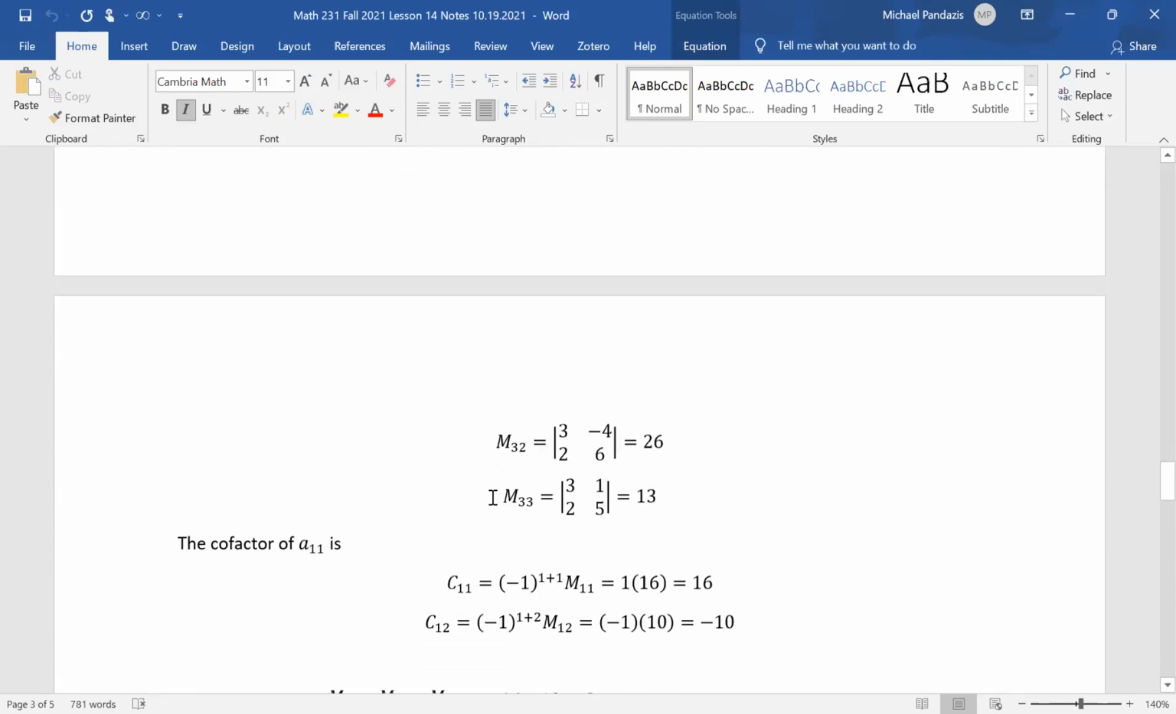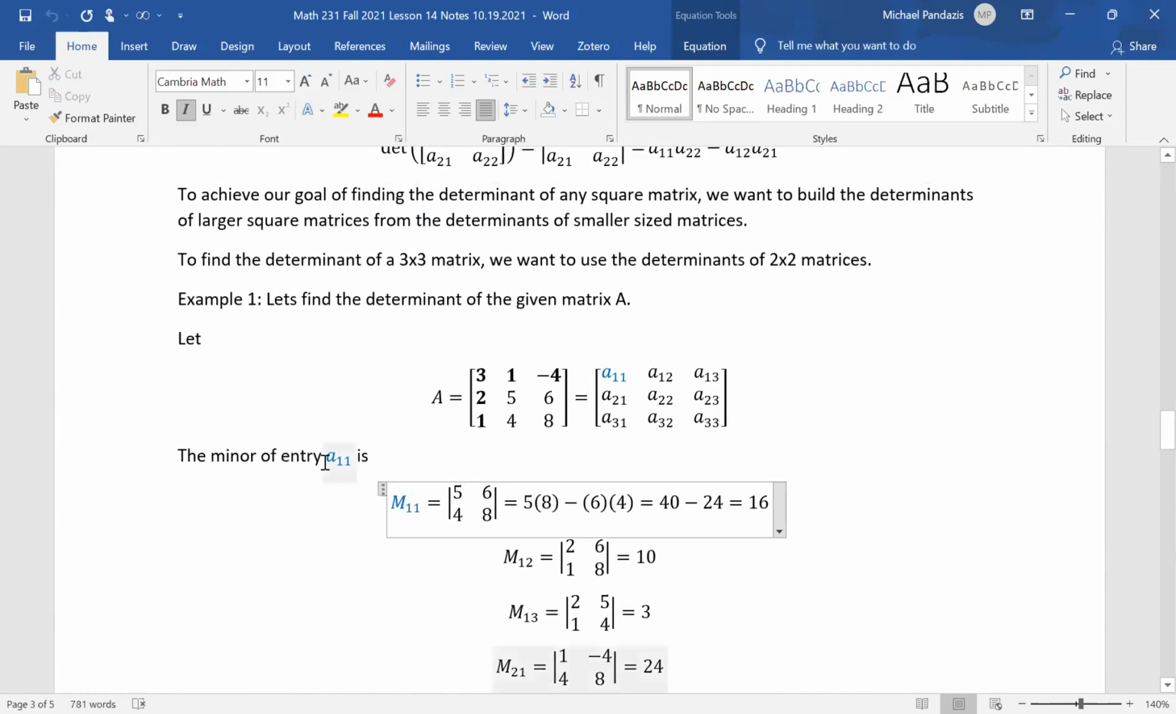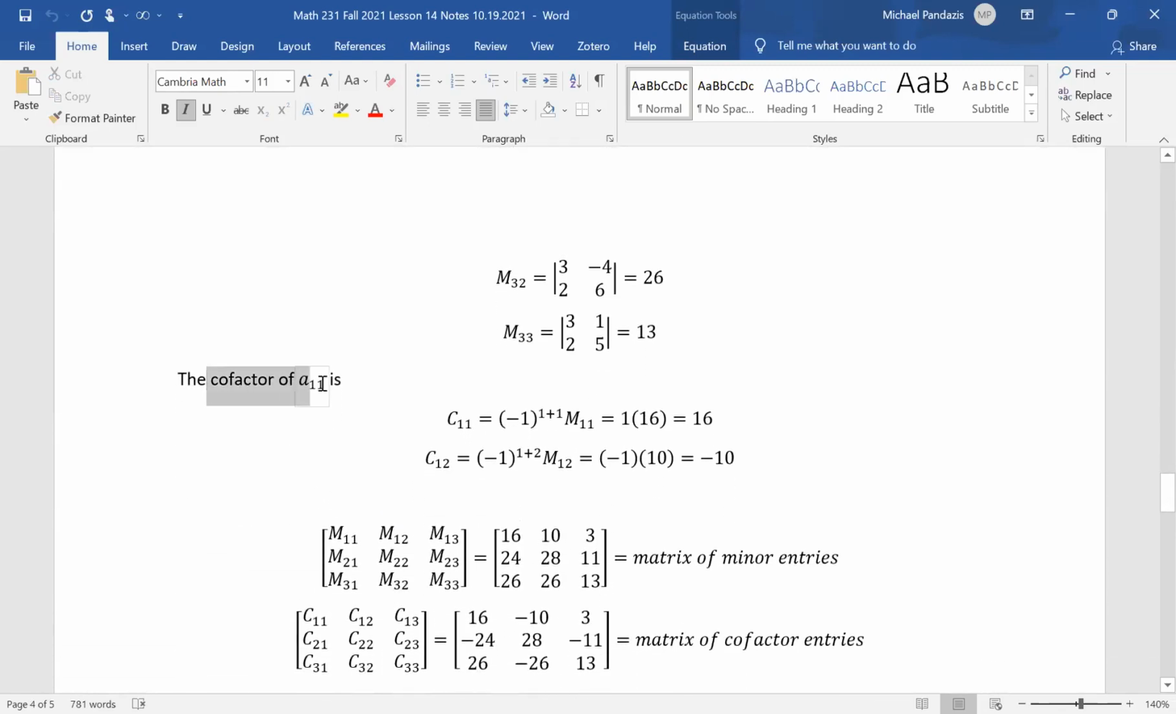Now, in addition to a minor of the entry, we also have the cofactor of an entry of a matrix. So the cofactor of A11 is negative 1 to a certain power times M11, where M11 is your minor.